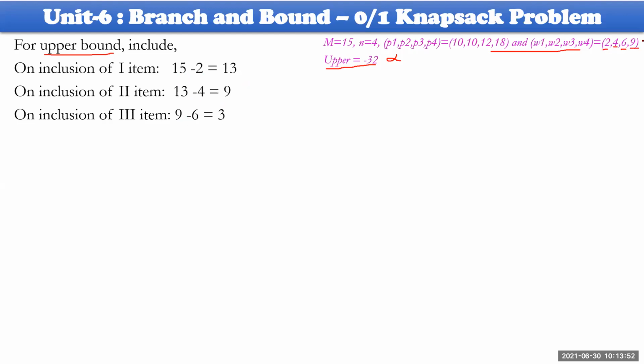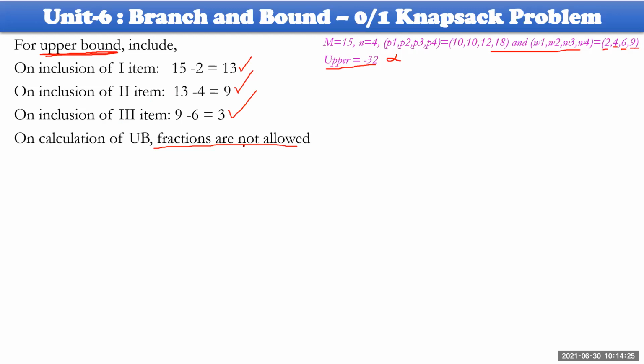Within these 3 remaining units, you cannot fit 9 units. Therefore, while calculating this upper bound, we are not supposed to take fractions into consideration. So the fourth item cannot be placed. Consider that the first, second and third items have been completely taken, and there is no space to fill the complete fourth item. Fractions are not allowed at the upper bound. Therefore, the total profit will be P1 plus P2 plus P3.